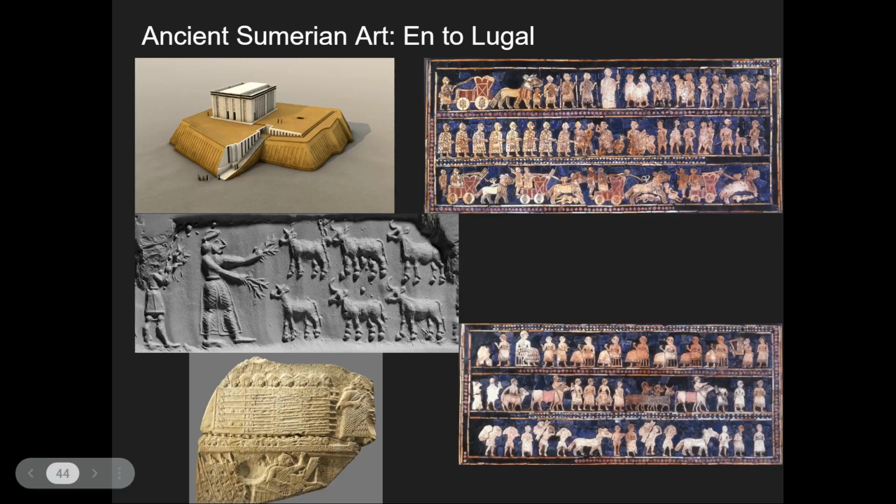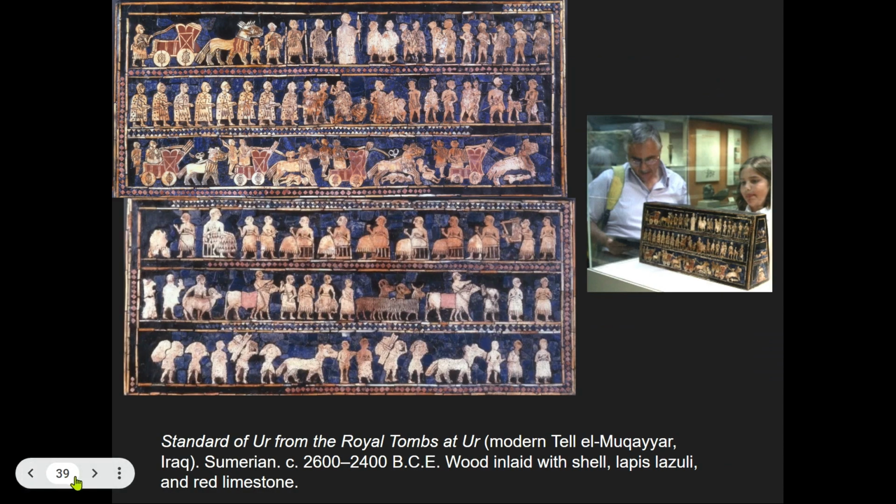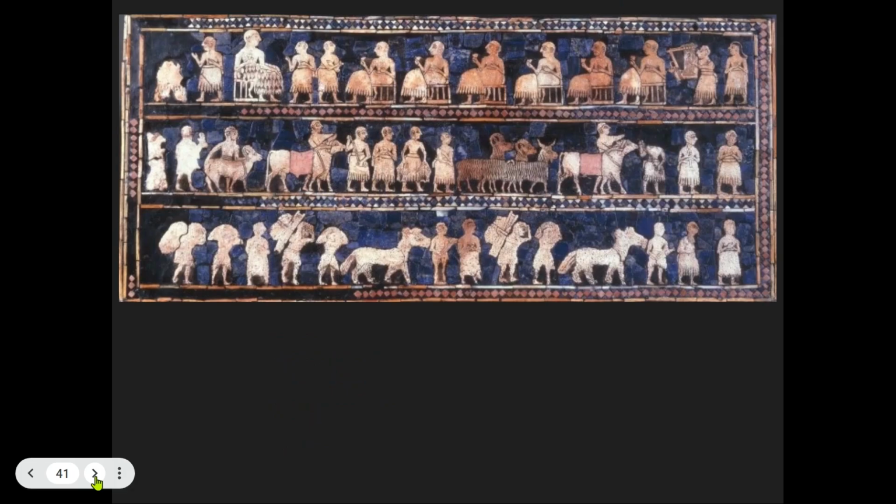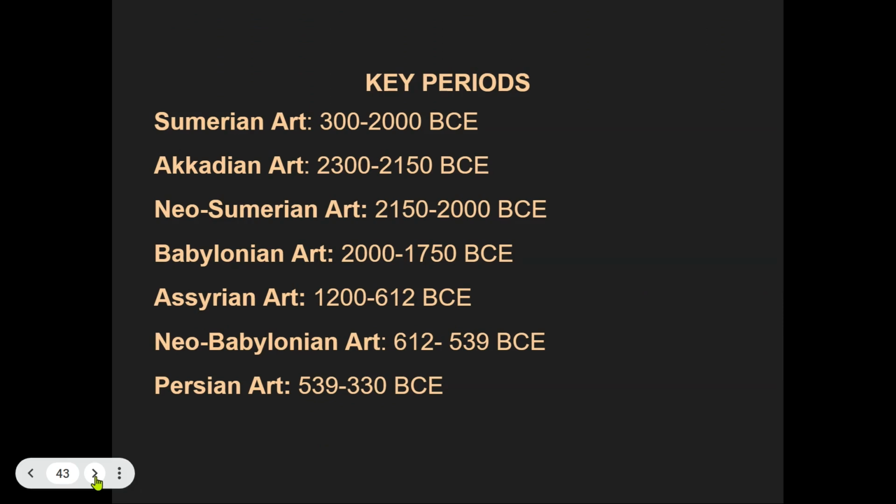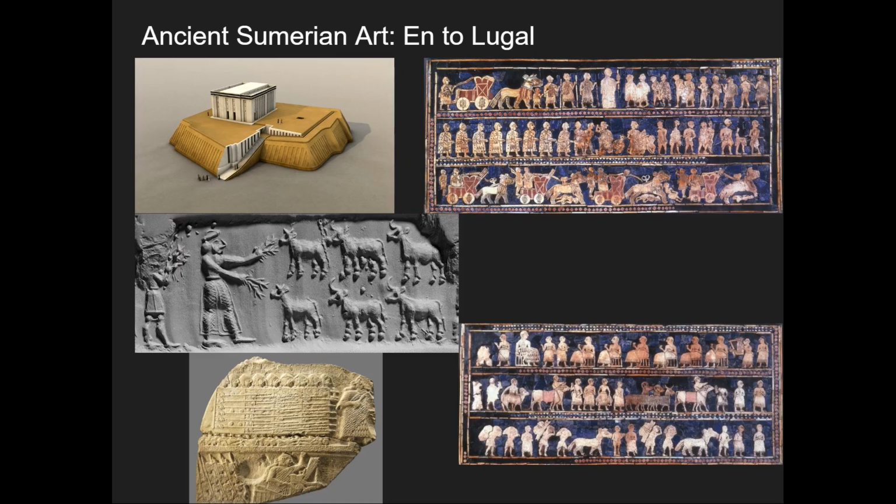Now, some of our key periods that we're going to study: we've discussed Sumerian art. Today we're going to go through Akkadian, Neo-Sumerian, and Babylonian. And you'll learn some background information on the Assyrian and Persians before we have our last lecture.